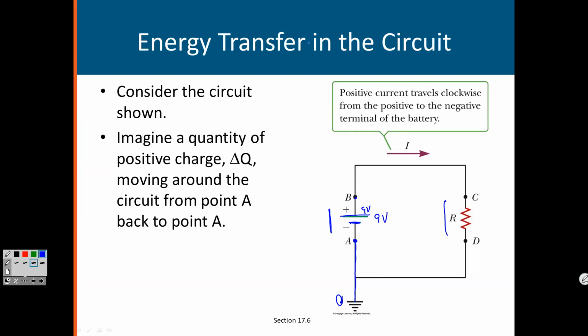That's the difference. But we can arbitrarily make this point A to be 0, the negative end to have the absolute potential of 0. When we connect it to the ground, we usually take the ground potential to be 0. Then the positive terminal, we can say, has a potential of 9 volt. So now imagine a certain amount of charge, say delta Q, is moving around the circuit from point A and coming back to point A because it's a circuit. It just flows in this circuit. Now let's see what happened in the process.